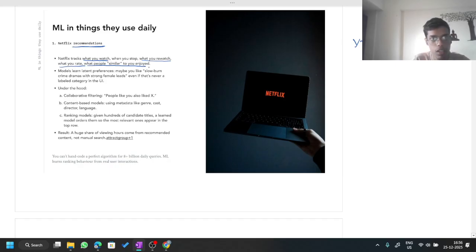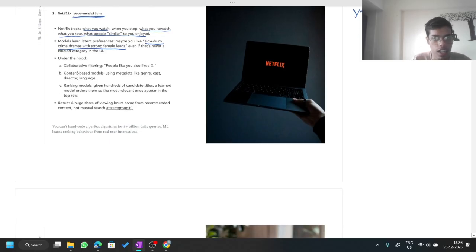Apart from capturing these, there are various other engineered or thought-of things which they try to capture whenever you watch a show on Netflix or any other platform. Some latent preferences are also captured, like something never labeled by the UI. Generics are, of course, labeled in the Netflix UI, like crime, horror, comedy, but some latent things like a descriptive thing, some slow crime drama with female leads having a strong role in it.